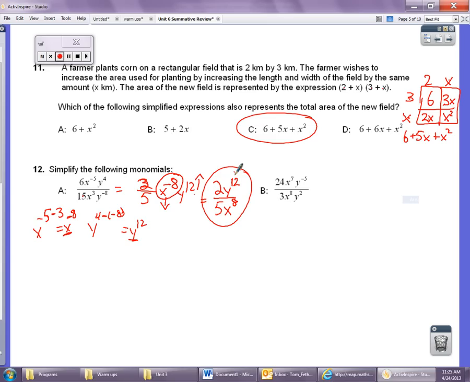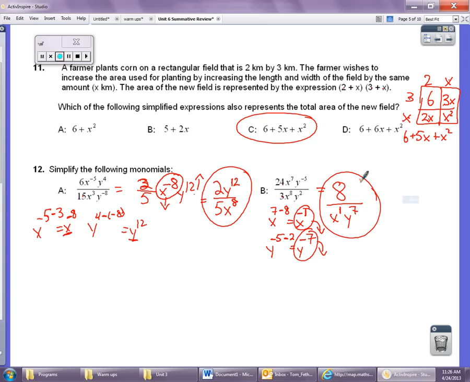And then with letter B, we're going to do the same thing. 24 divided by 3 is 8. When I look at my exponents, 7 minus 8 is x to the negative first. And with the y's, negative 5 minus 2 is y to the negative 7th. Well, I know that since these are negative, they're going to go in the denominator. So it's going to be 8 over x to the first, y to the 7th.